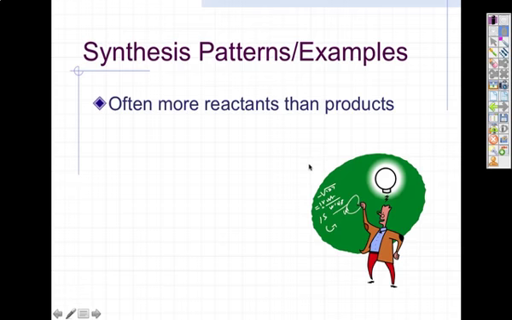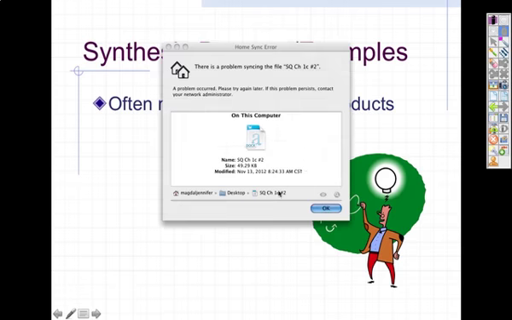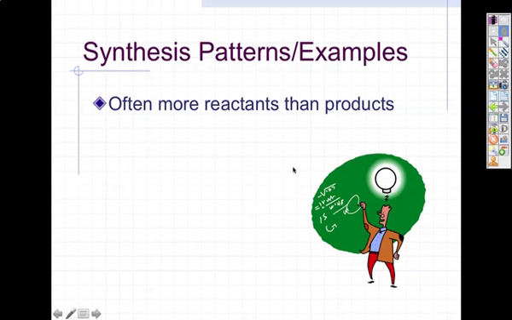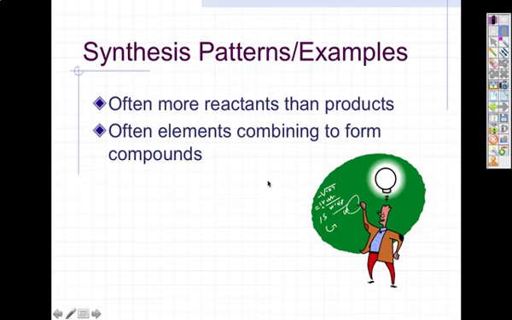Okay. So often we have more reactants than products in a synthesis reaction or a combination reaction. The elements generally form compounds. And here's our example that we've talked about multiple times now. We have H2 plus O2 forming H2O.